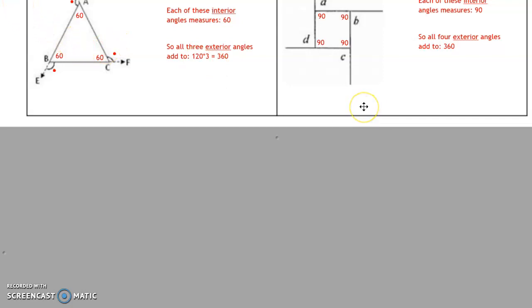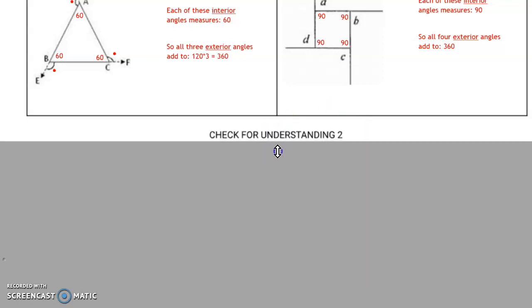Now that you have that piece of information, that in any polygon the exterior angles should add up to 360 degrees, try the check for understanding, see if you can do this, pause the video, and then come back to see if you got it right.